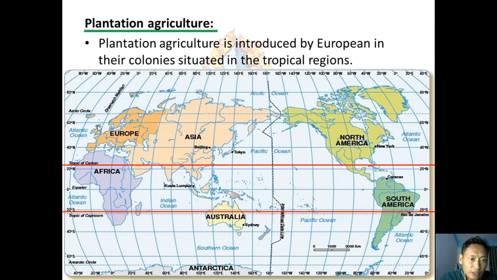European countries such as French, Dutch, British, and Portuguese colonized African countries, South and Southeast Asian countries, and South American and Latin American countries, or we can say Central American countries. So plantation agriculture was introduced by European countries in their colonies in Africa, South Asia, Southeast Asia, Central America, and South America. These colonies are mostly located in tropical regions.